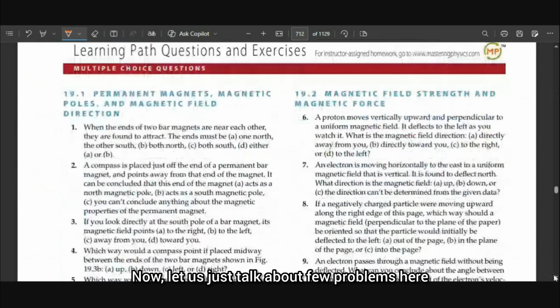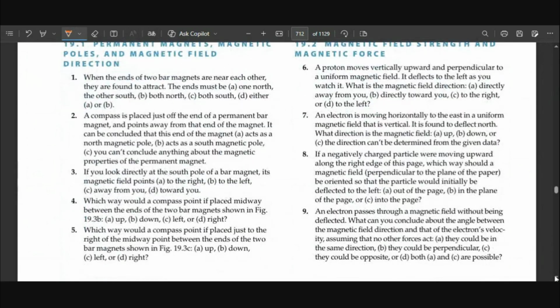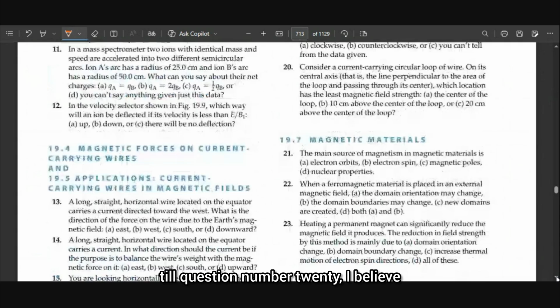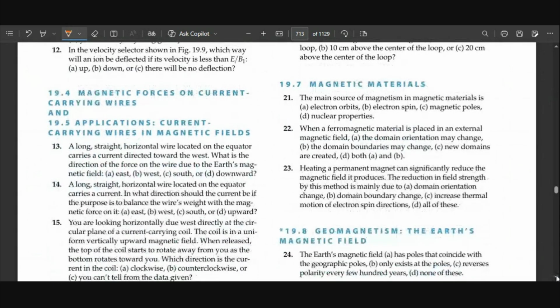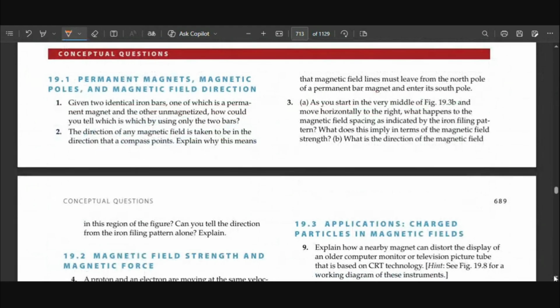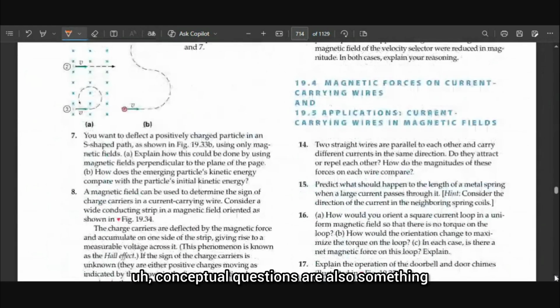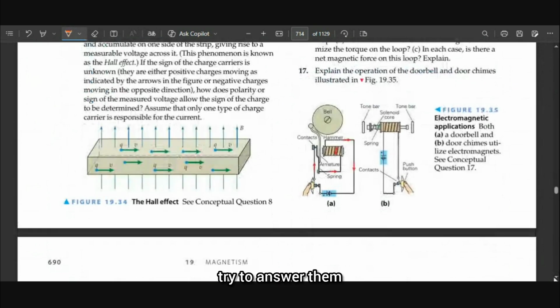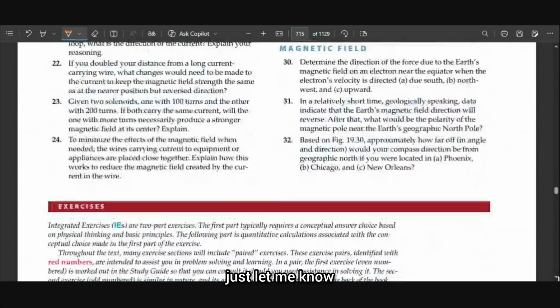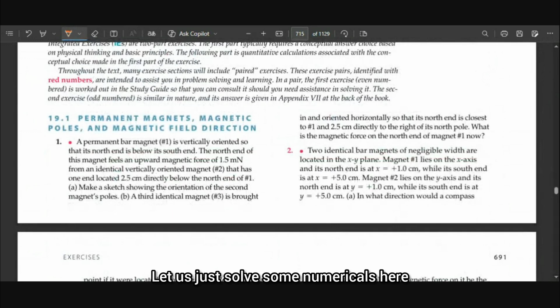Now let us talk about a few problems which are required to be solved. Some easy questions you'll be finding here till question number 20, I believe. There are also conceptual questions. I would suggest that you read these conceptual questions and try to answer them, and if you don't find a specific conclusion for any question, just let me know. Let us solve some numericals here.